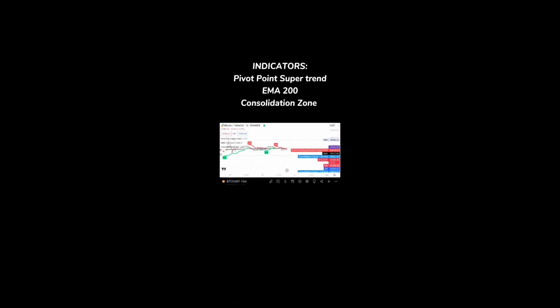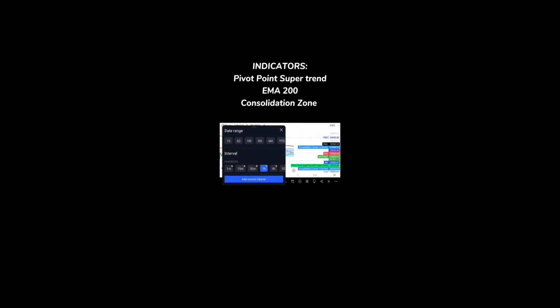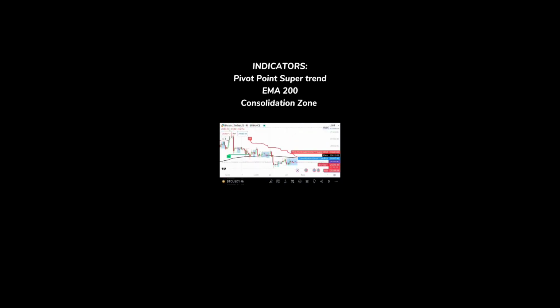He said that we can open the account in Binance, and then you can also make the analysis in TradingView by using the Pivot Point SuperTrend, which can indicate buying and selling, with the use of EMA 200, and then I also add the consolidation zone.